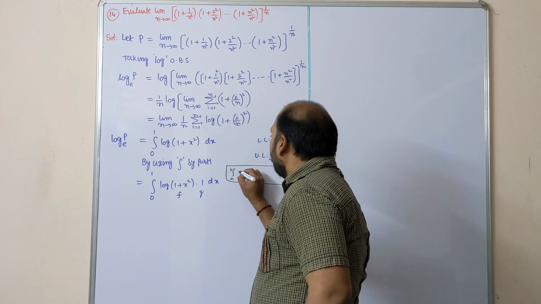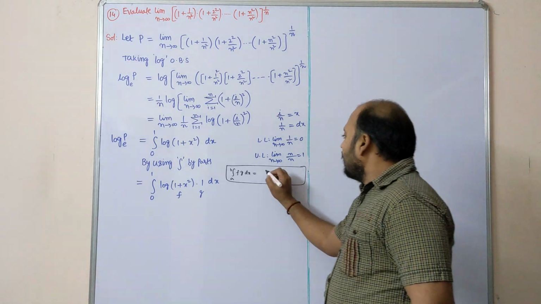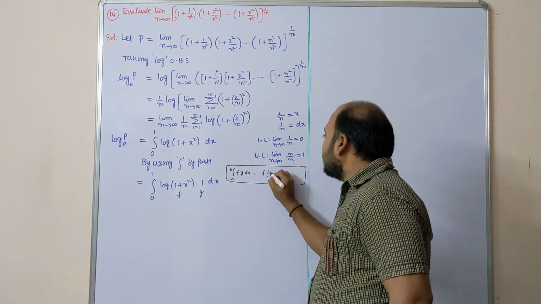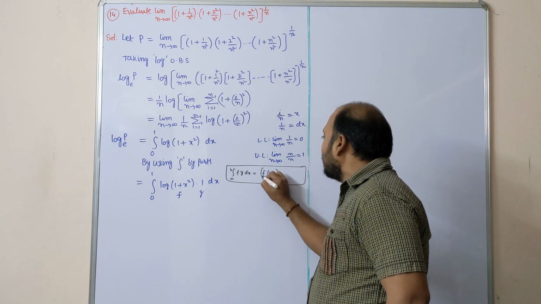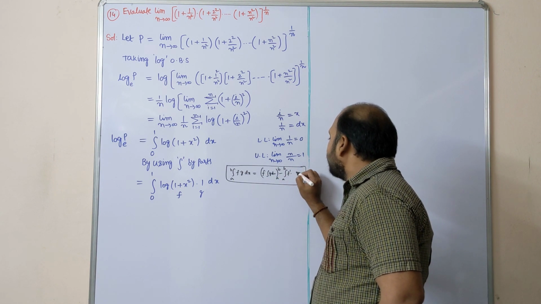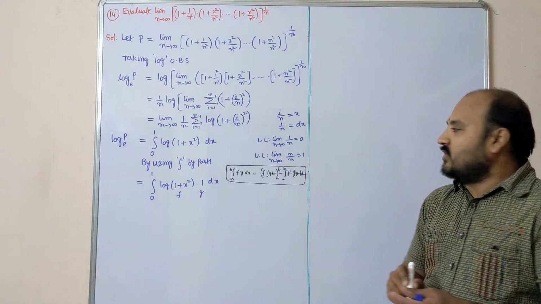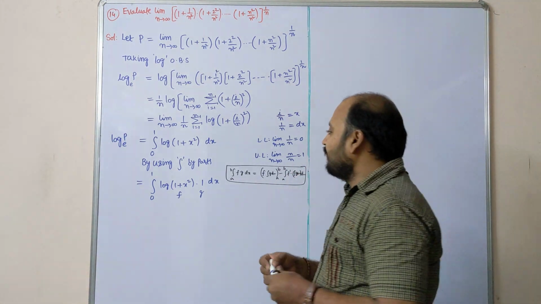Integral a to b of f times g dx is equal to f times the integral of g dx, applying the limits a to b, minus the integral a to b of f dash times the integral of g of x dx, whole dx. So this is the formula I am going to apply here.